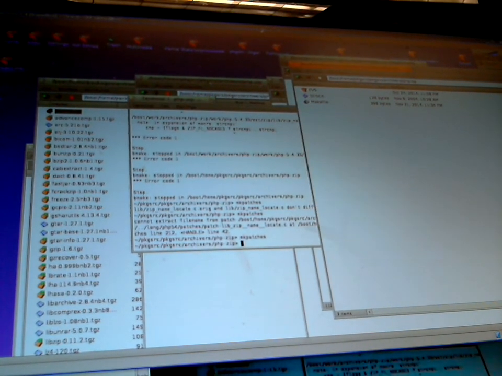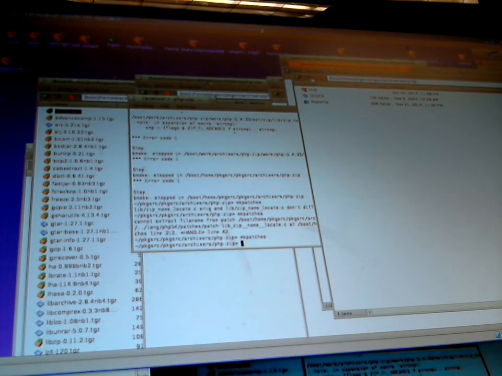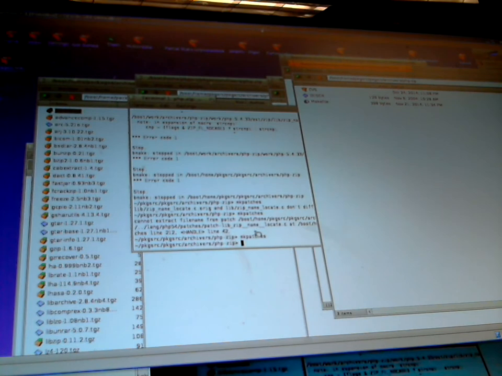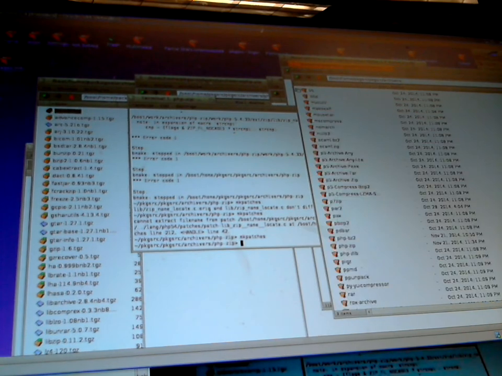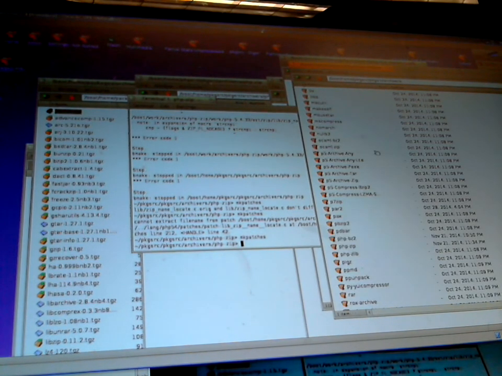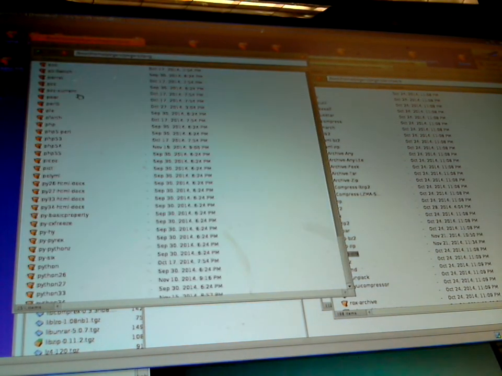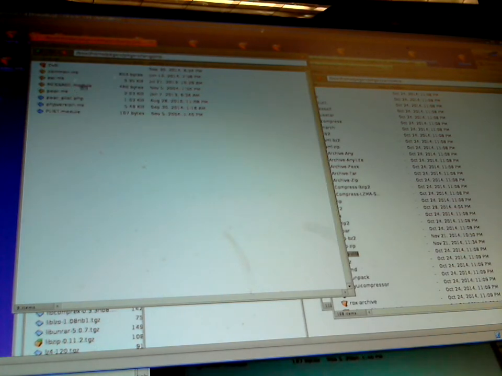Okay. And we don't have a patch. Why is that? It's probably in languages PHP. Yeah, it is. It's going to be in languages PHP. No, it's not even there. Where is it?